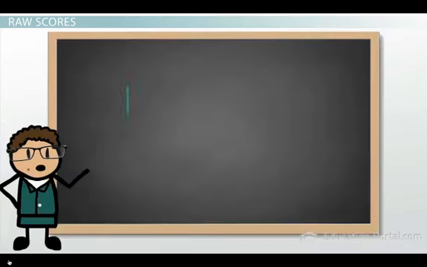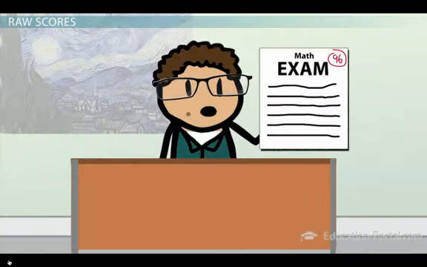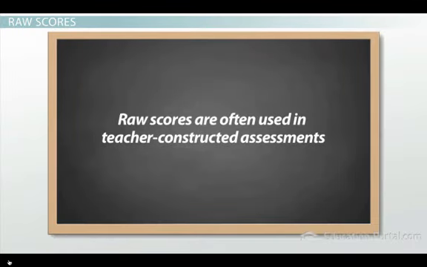A raw score is the score based solely on the number of correctly answered items on an assessment. For example, this is your child's most recent math test. His raw score was a 96 because he got 96 items correct on the assessment. Raw scores are often used in teacher-constructed assessments.